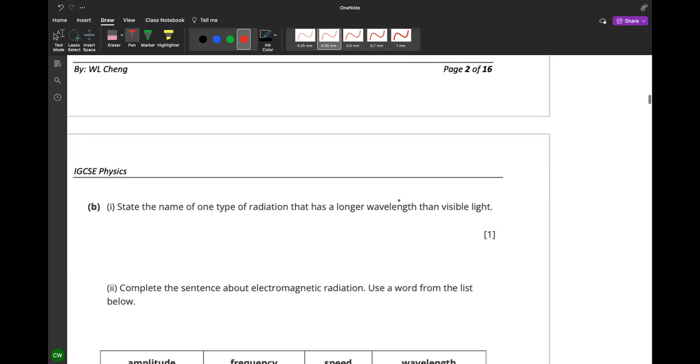State that near radiation has longer wavelength than visible light. We have radio wave, microwave, infrared, visible light, ultraviolet, X-ray, and gamma ray. Longer than visible light. Which one is longer? Infrared or ultraviolet? Infrared is longer. So this is the longer one.